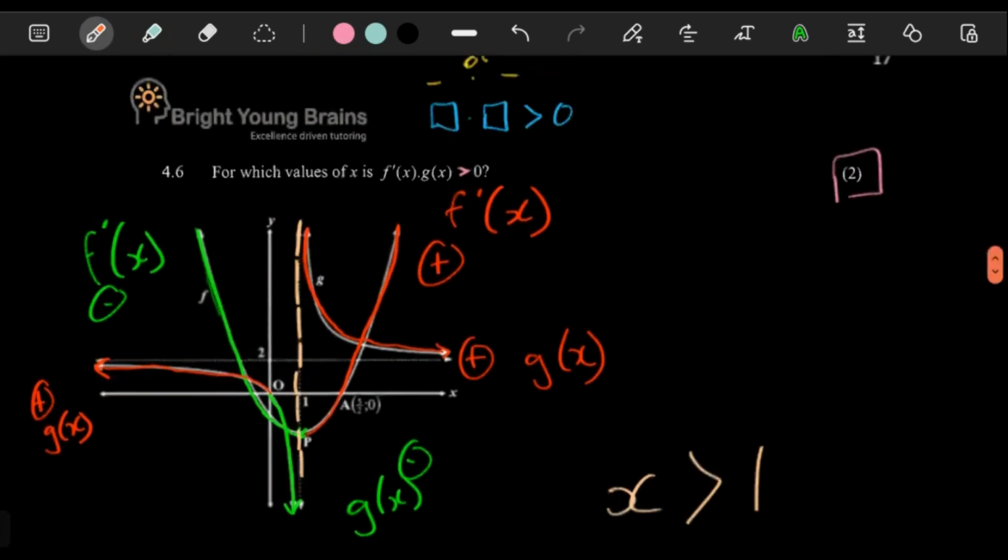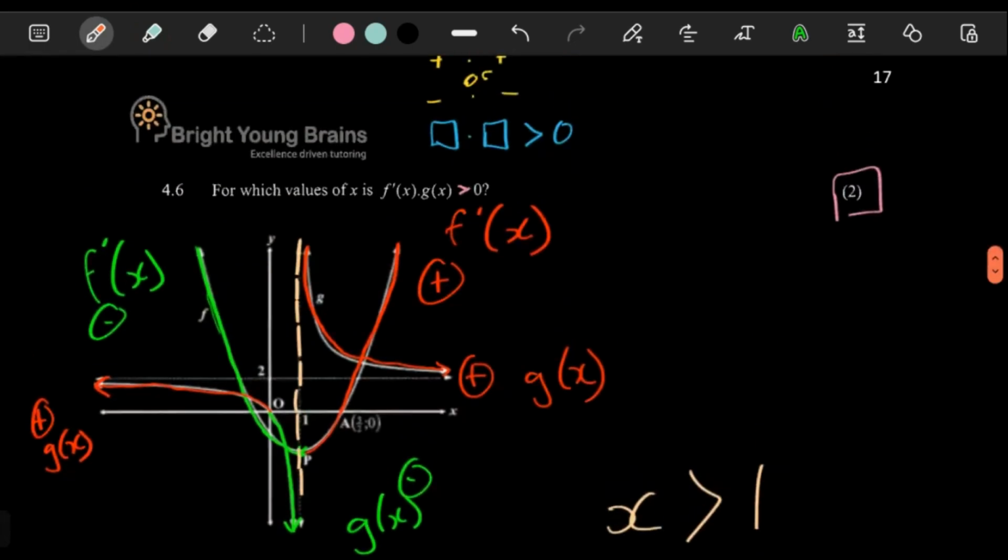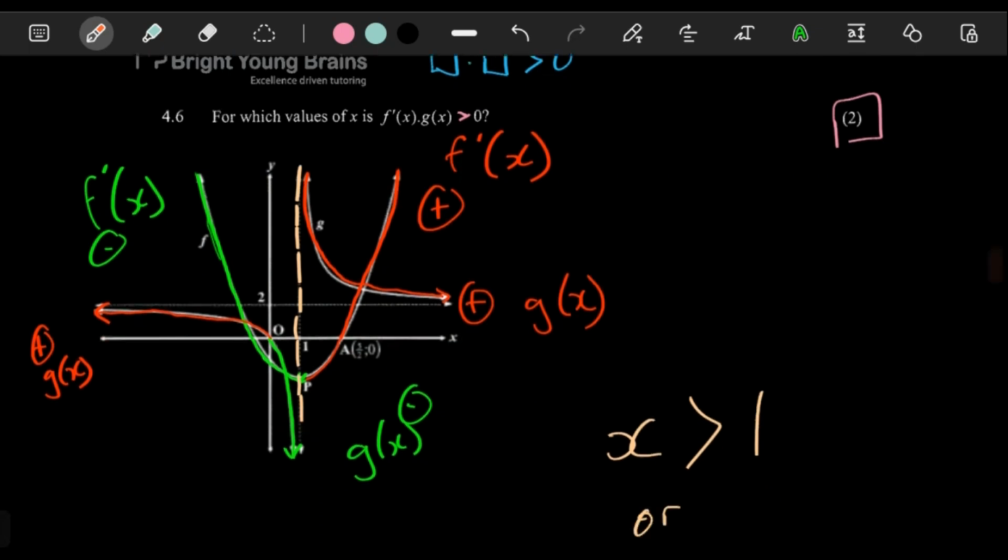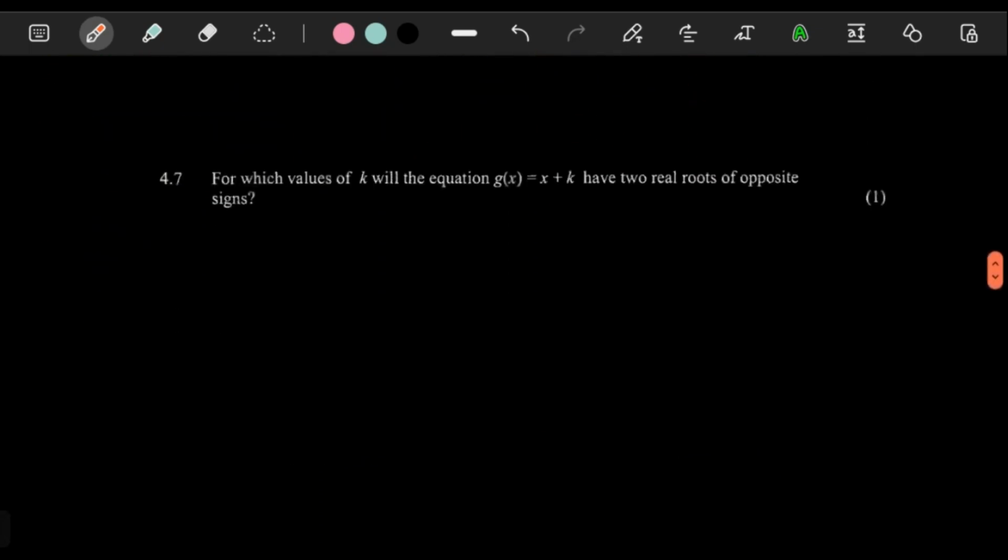So that's that for this question. Let's move on to the next part of it. Moving on, 4.7 says, for which values of k will this equation have two real roots of opposite signs?